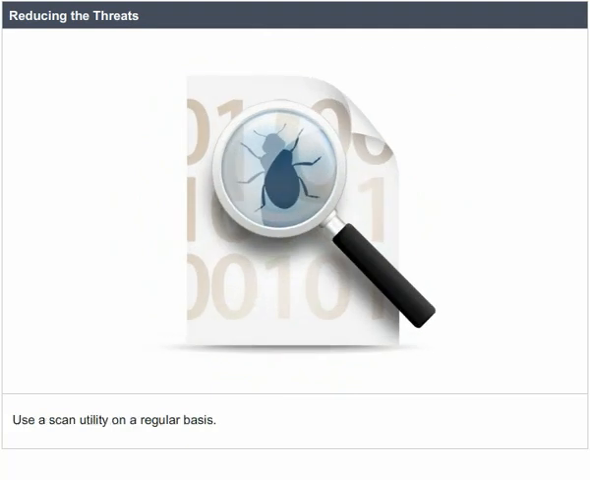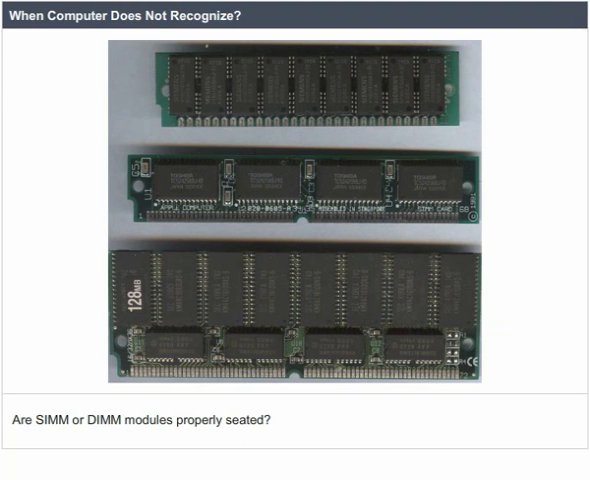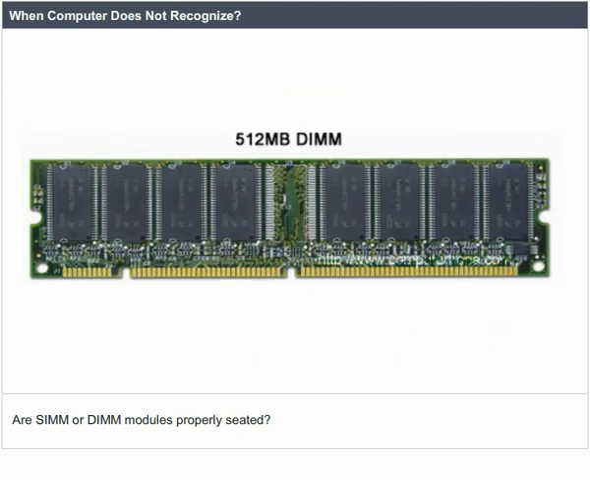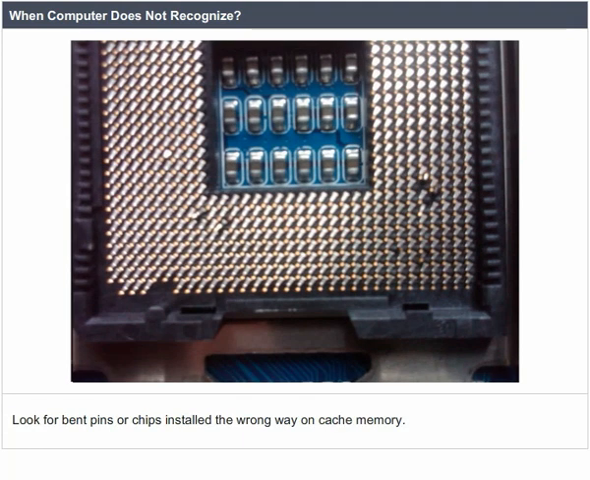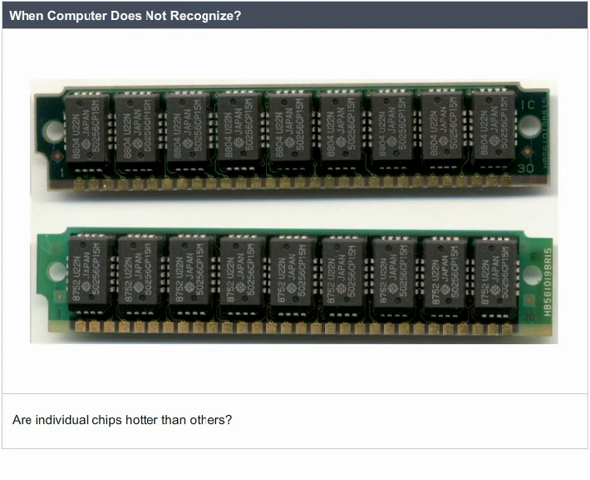When the computer does not recognize memory, check CMOS settings. Run diagnostic software to test memory. Are SIMM or DIMM modules properly seated? Look for bent pins or chips installed the wrong way on cache memory. Are individual chips hotter than others? Make sure SIMMs have correct and consistent part numbers. Replace memory modules one at a time. Check sockets and traces. Monitor problems.